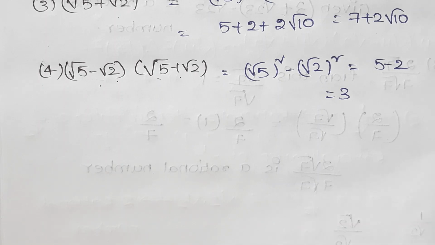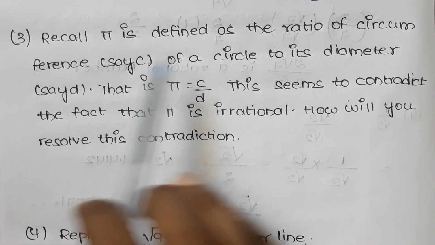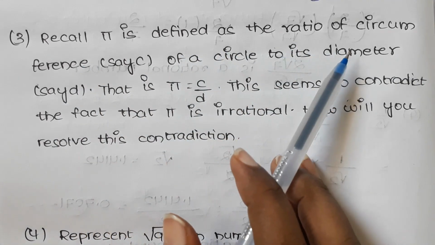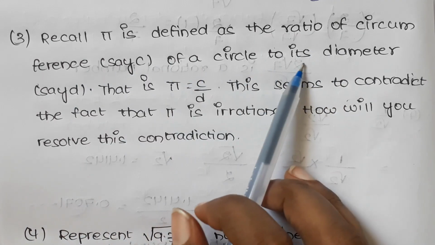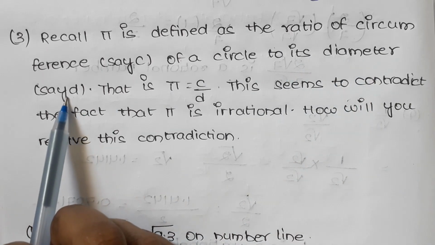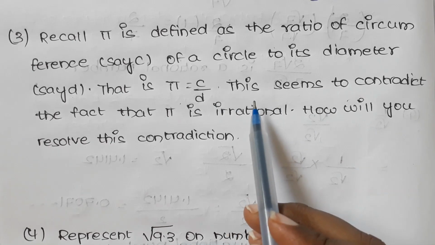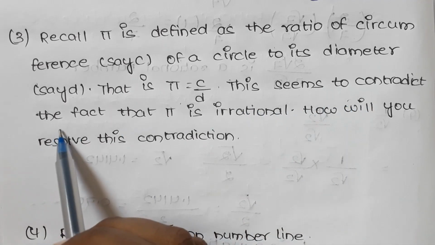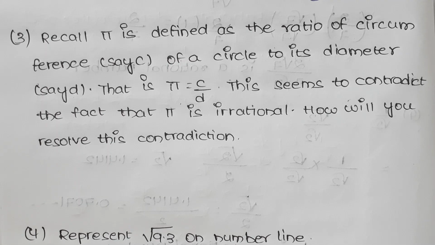Now let us see the third question. Recall pi is defined as the ratio of circumference c of a circle to its diameter d, that is pi equals c by d. This seems to contradict the fact that pi is irrational. How will you resolve this contradiction? Here they have given that pi is c by d, and now we should resolve this contradiction.